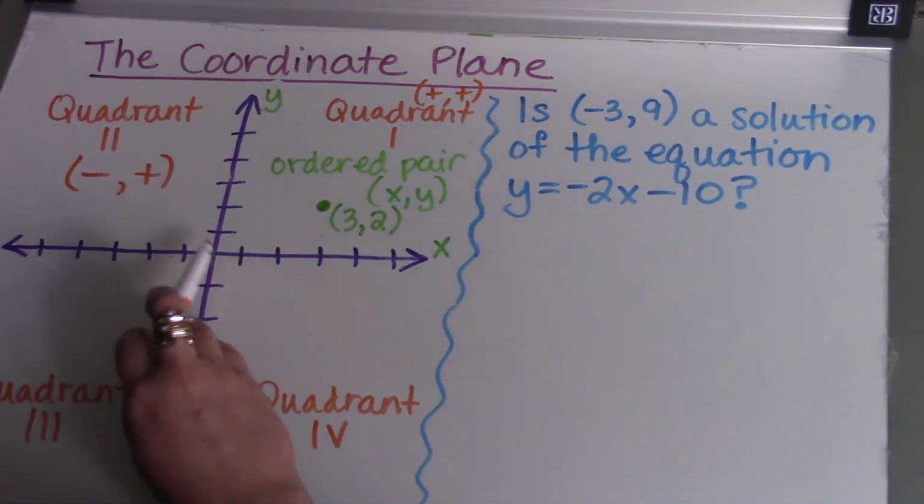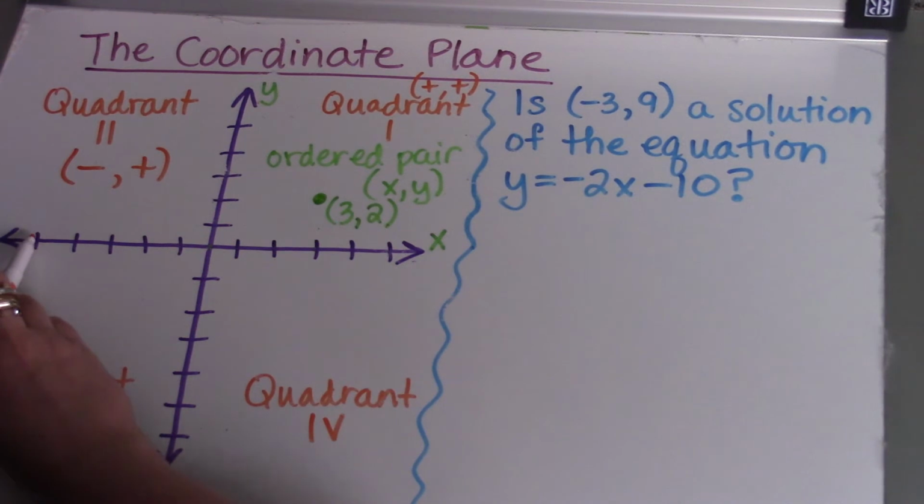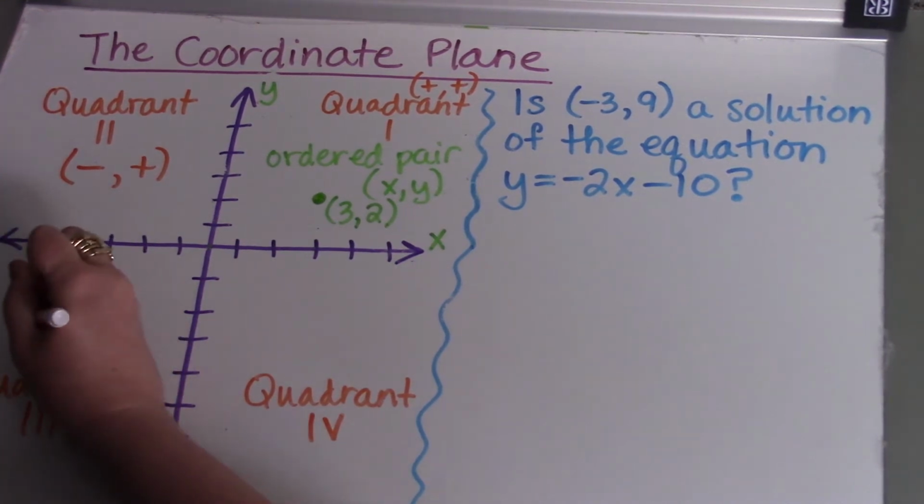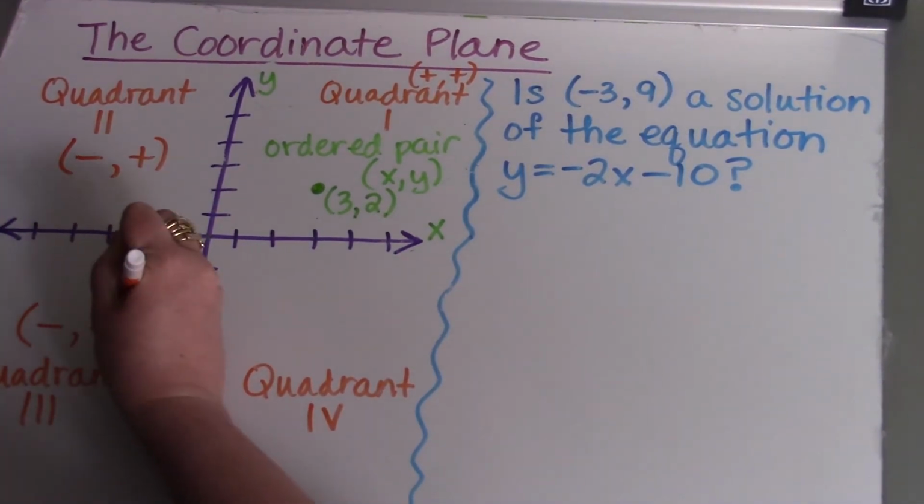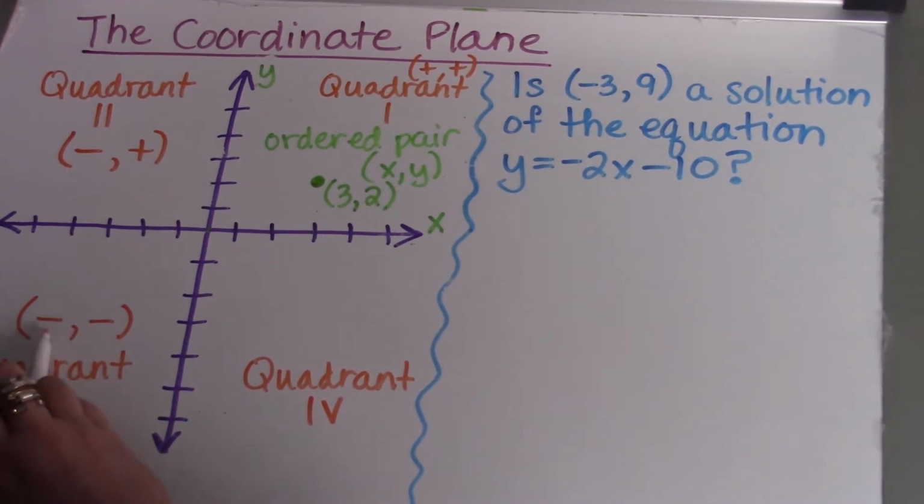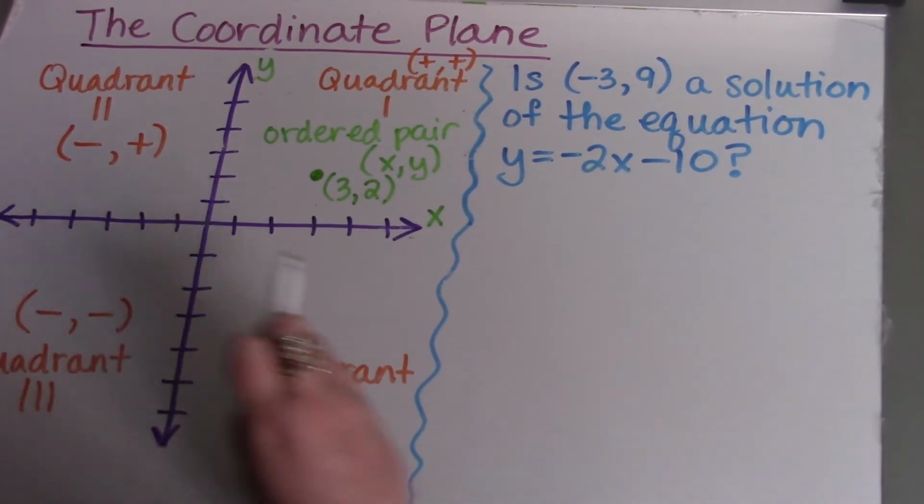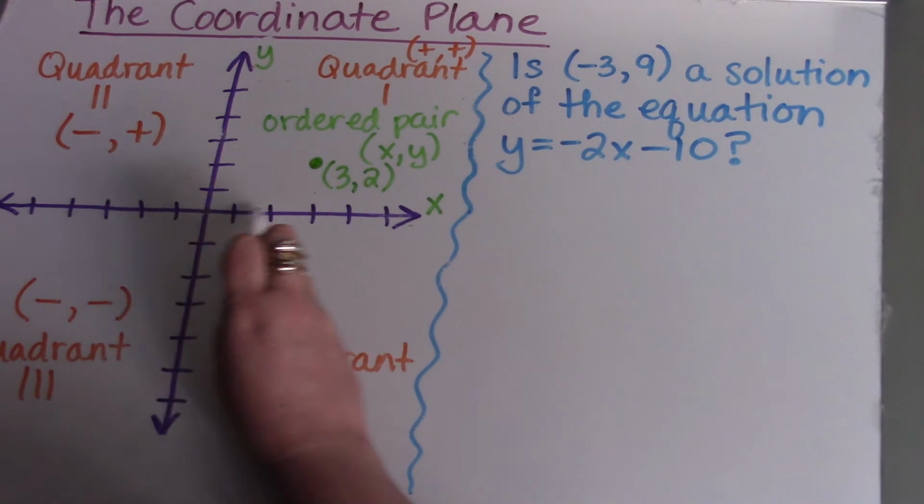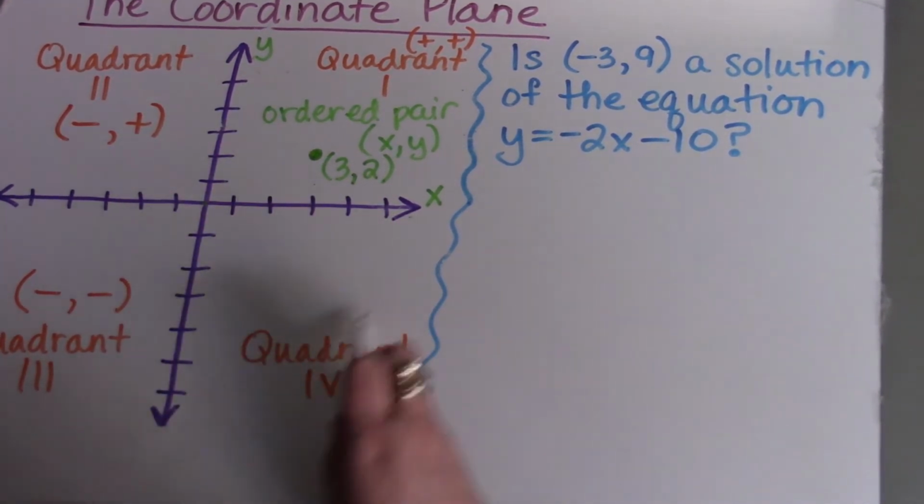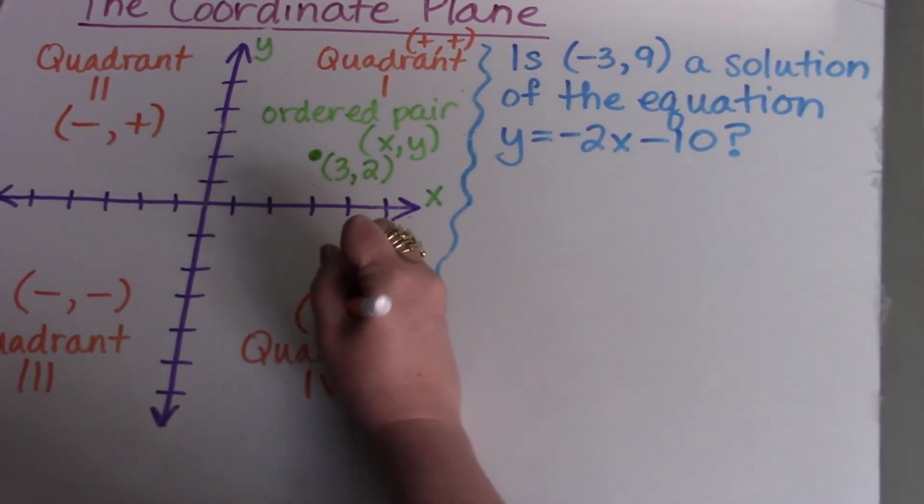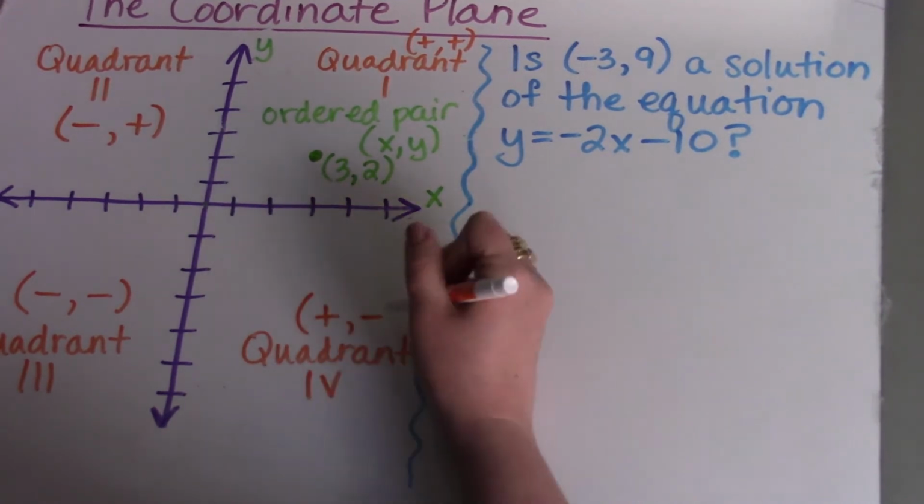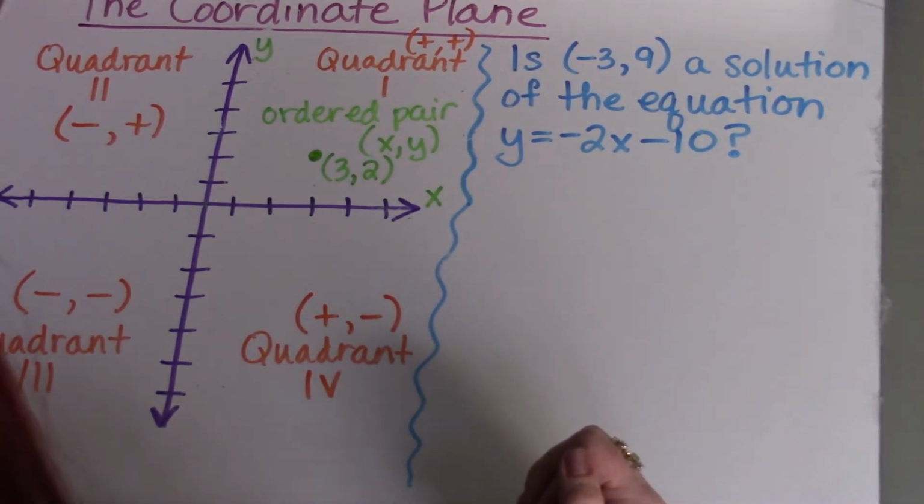In quadrant 3, because we're moving to the left and then down, quadrant 3 is made up of all ordered pairs where both coordinates, both x and y, are negative. And in quadrant 4, because we're moving to the right and down to get to points in this area, these points would be positive for the x and negative for the y.